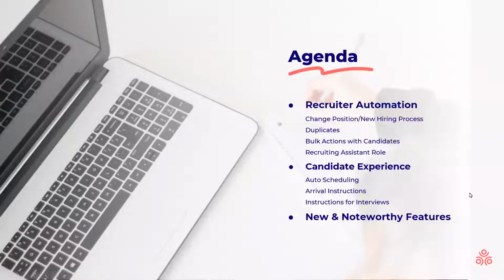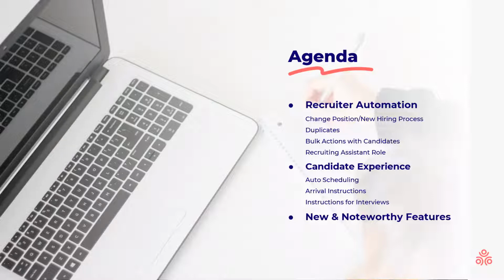Great. So here you can see our agenda. We've taken the topics that we want to discuss today and put them under two main categories: recruiter automation and candidate experience. So we'll be talking a little bit about how to manage different processes for a candidate that's moving between positions, how to manage duplicates, and address bulk actions and the recruiting assistant role.